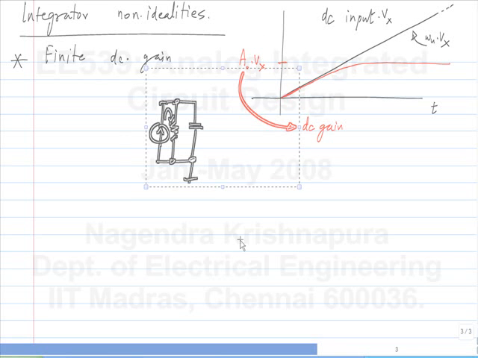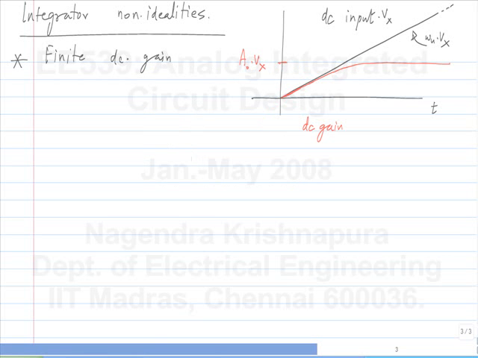So, we have established that an integrator doesn't really integrate to infinity. It has some finite DC gain. DC gain means that if you hold the input for a long time, the ratio of output to input is the DC gain. In this case, it is A naught. So what's the effect of this? Should I even be worried about this? What happens to the feedback system because of the finite DC gain of the integrator?